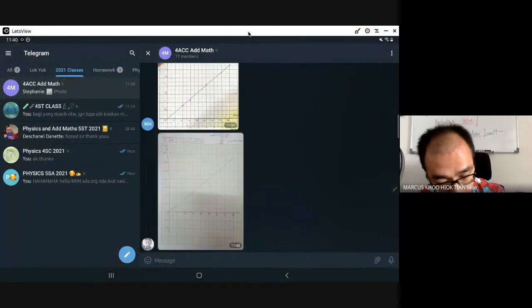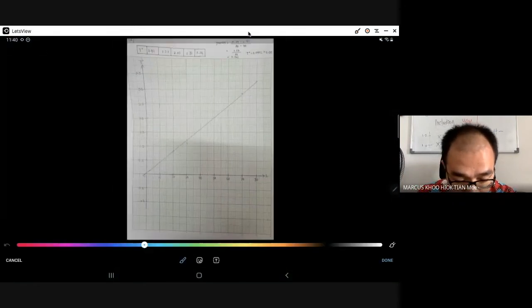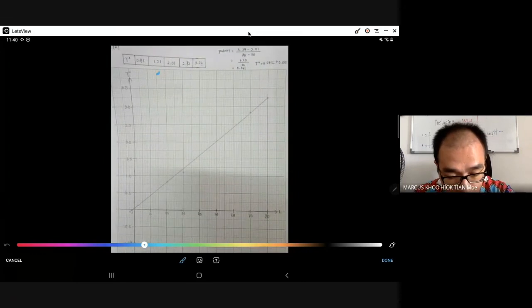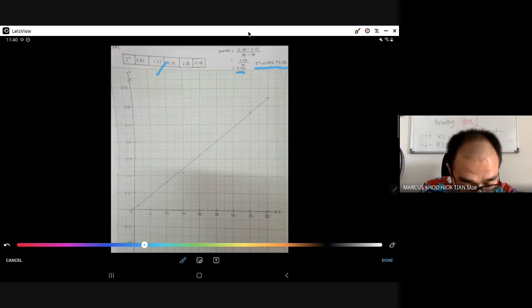Waiting. Oh, Stephanie's one is almost perfect already. Very nicely drawn graph. The table is well done. The gradient is 0.041. Okay, t squared equals to 0.041 L plus 0.05.